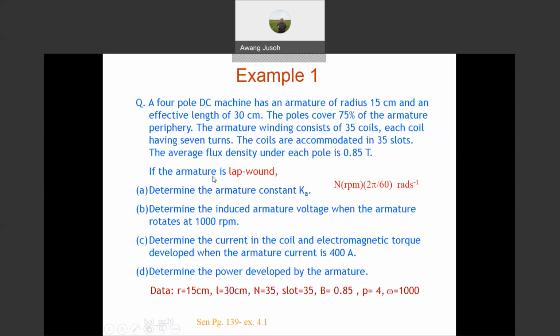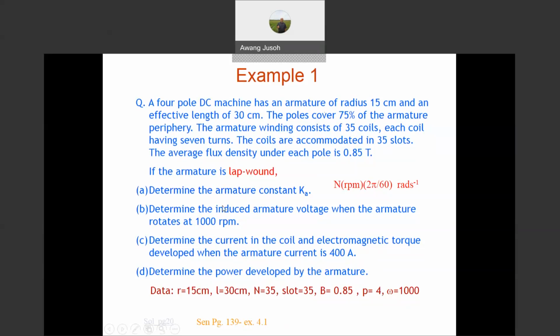If the armature is lap wound, determine Ka, determine the Ea at a speed of 1000 RPM, determine the current in the coil and also the torque produced in this machine when the armature current is 400 ampere. And the last one, determine the power developed by the armature. How much power in this particular machine?